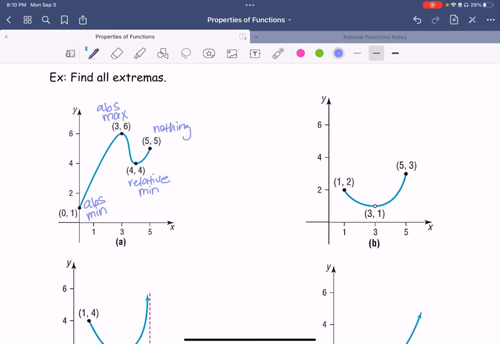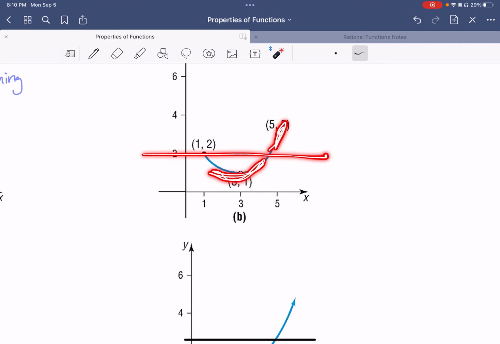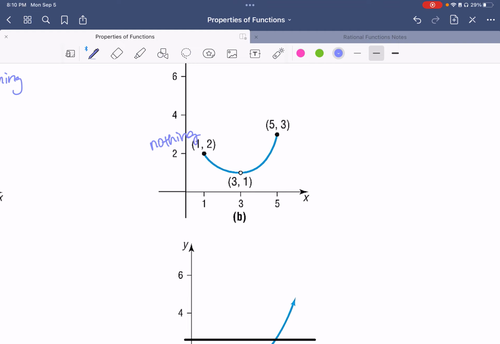Okay, let's try another one. So 1, 2, if I draw a line, it's not the highest, it's not the lowest, so it's local. Local extrema cannot be extrema, so this one will be nothing. Okay, 3, 1, that one will not be an absolute minimum, okay, because it has a hole. So remember, it has to be a defined value for it to be considered an extrema. And 5, 3 is the absolute maximum because it's the highest point on the graph.